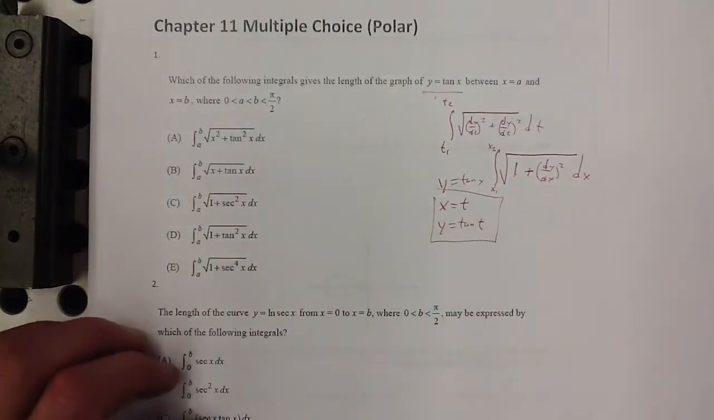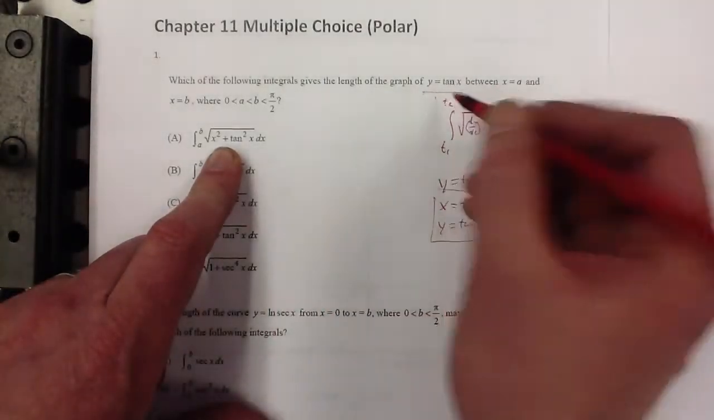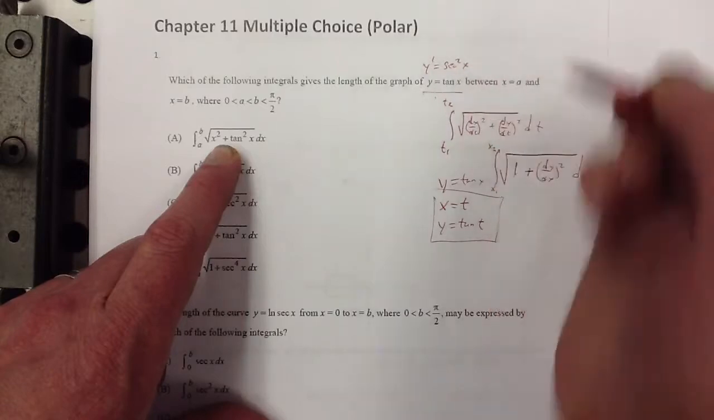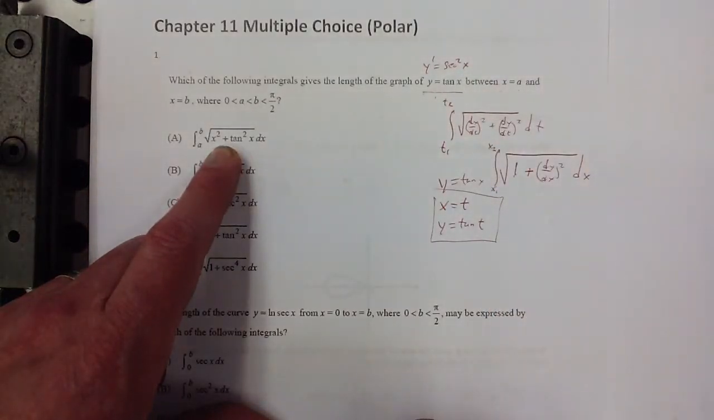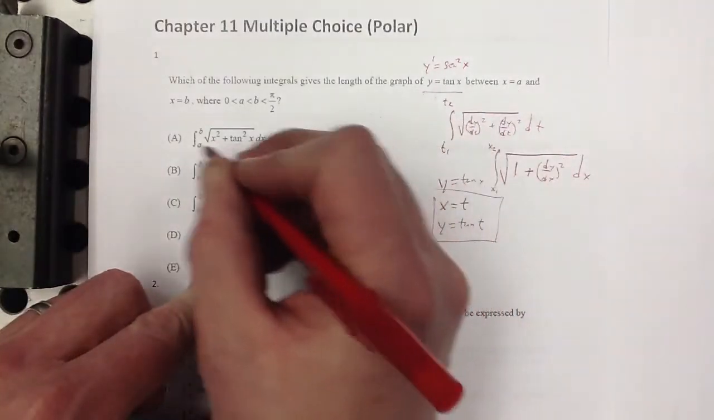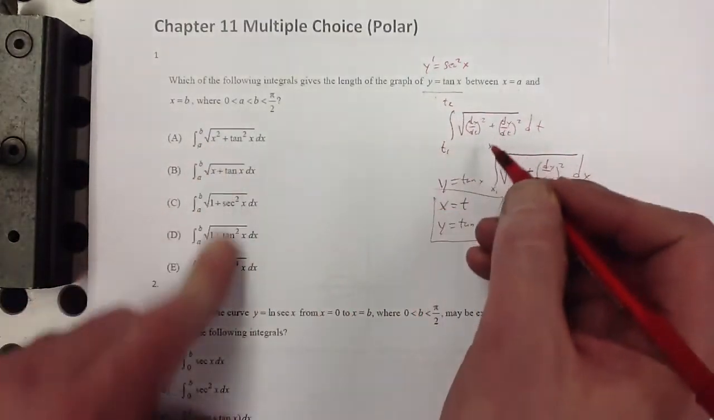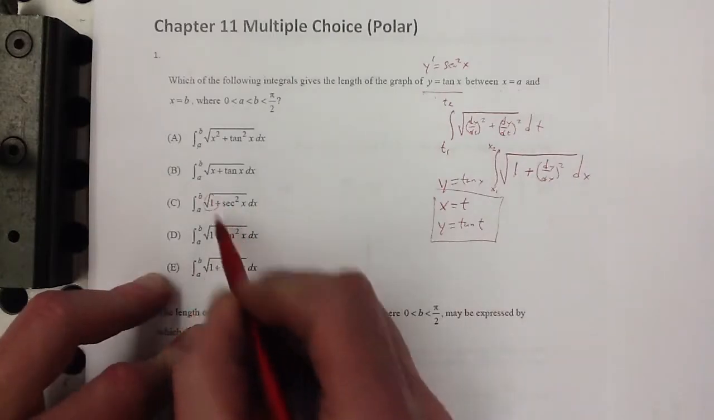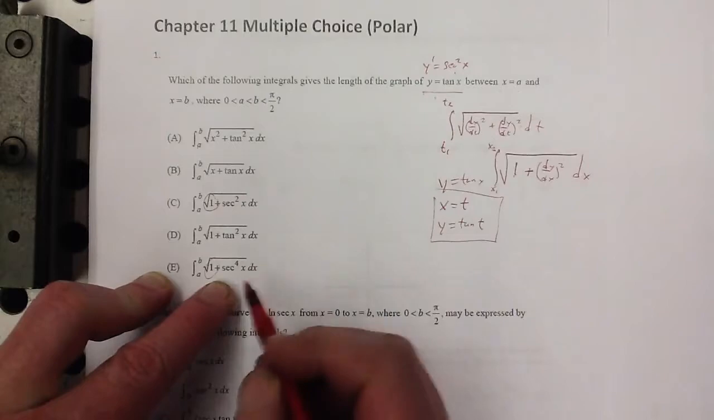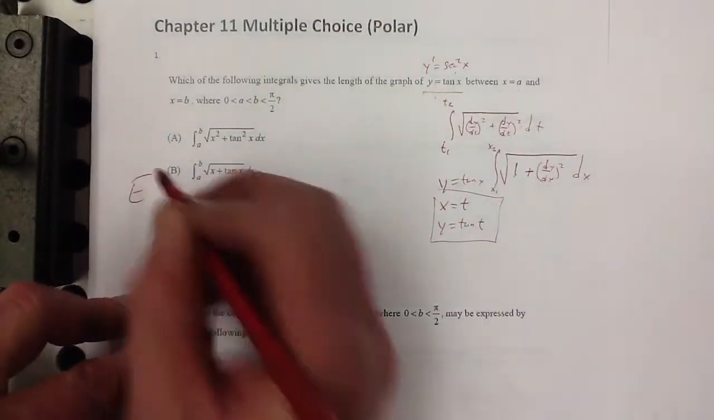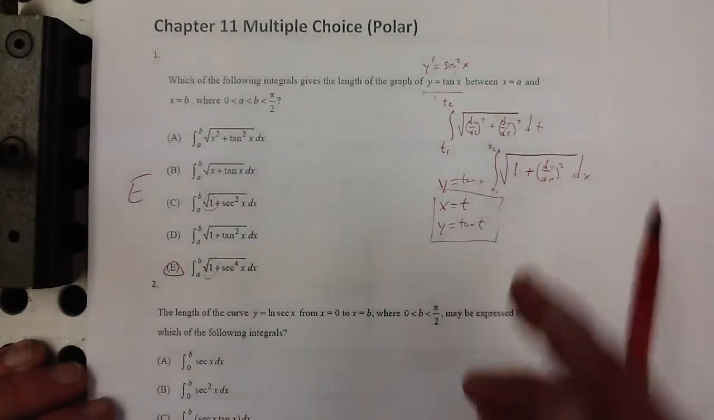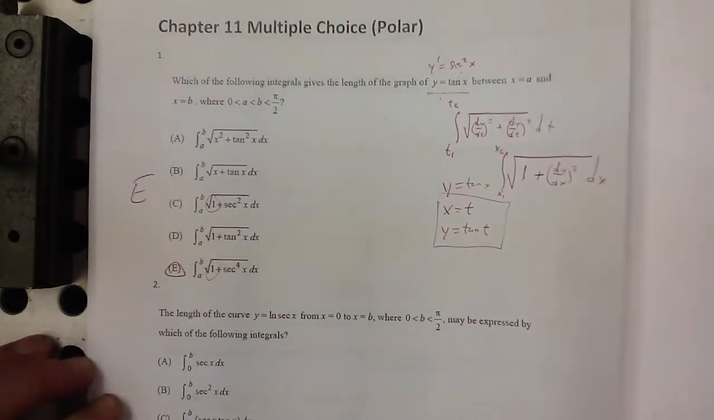Okay? So using that idea here, what's the derivative of this? It's secant squared x. So plugging this in, we go from a to b of the first thing should be 1 squared, right? And then secant squared squared. So that would be e. Sorry about that, I didn't show you that before, but it just comes straight out of the parametric version. All right.